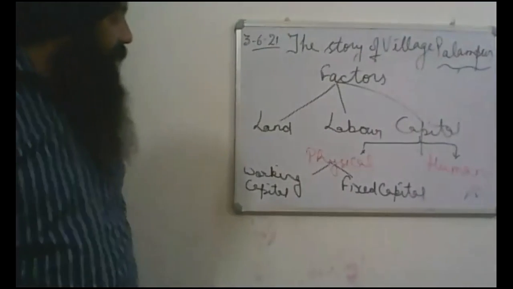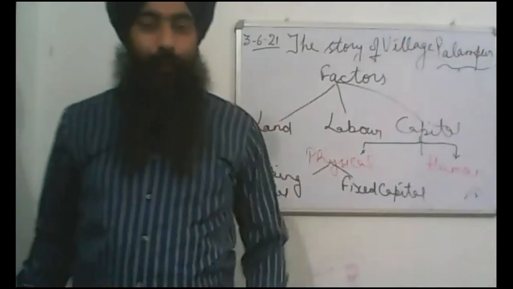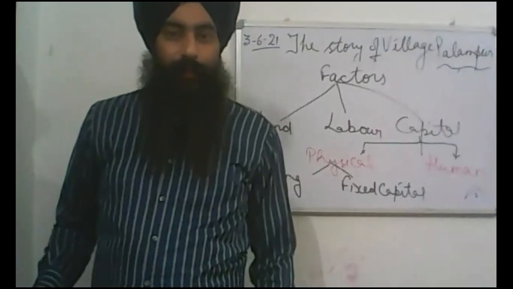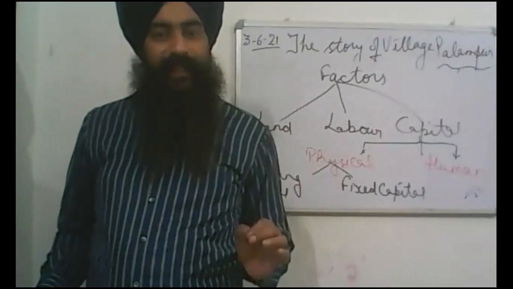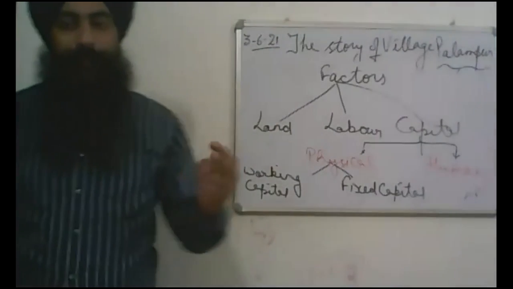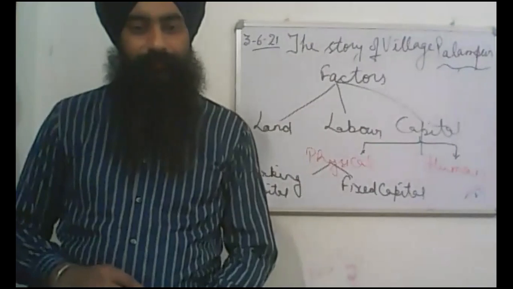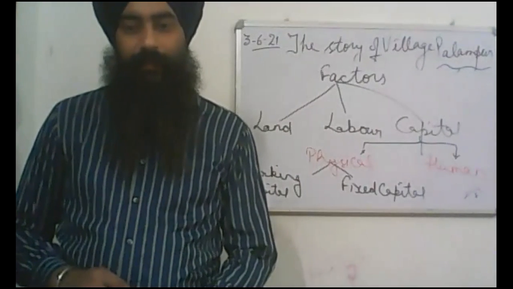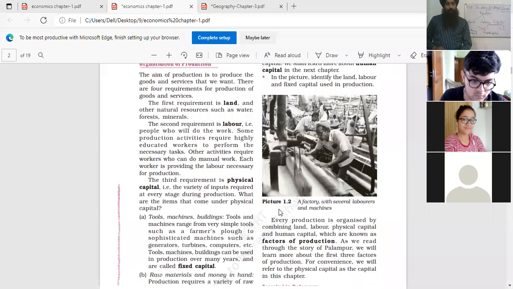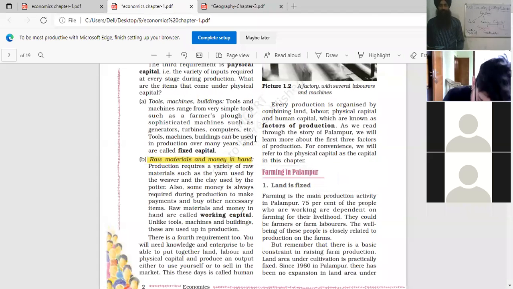There are two types of physical capital. Working capital is the first. Working means that which is in use, in existence. In industries and agriculture, there are basically two things which can be increased or decreased and used in work. These are raw material and money in hand. Money in hand is used for the payment of salaries to the laborers, or for raw material.